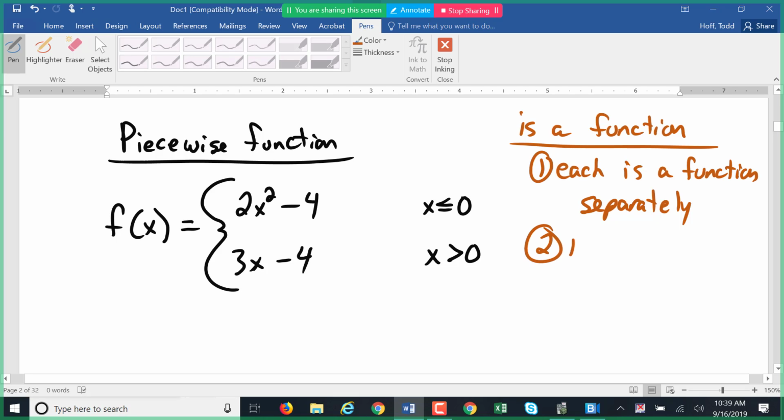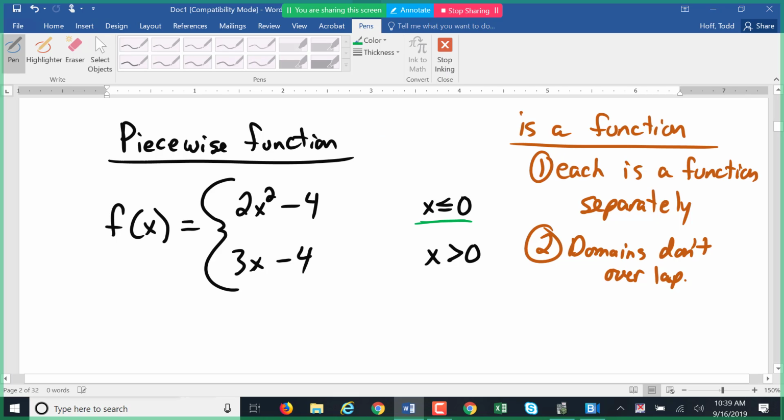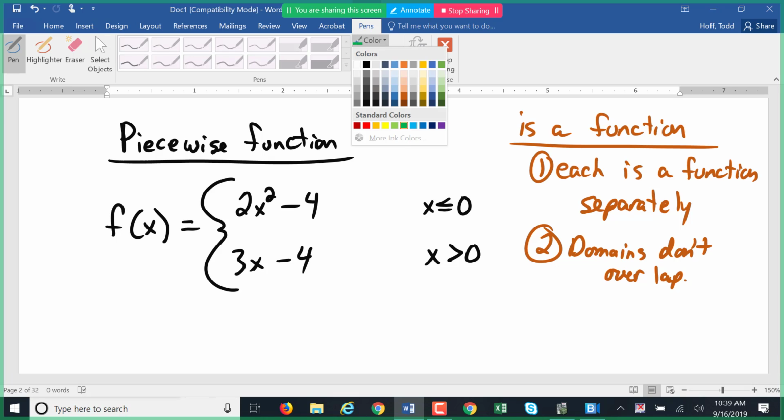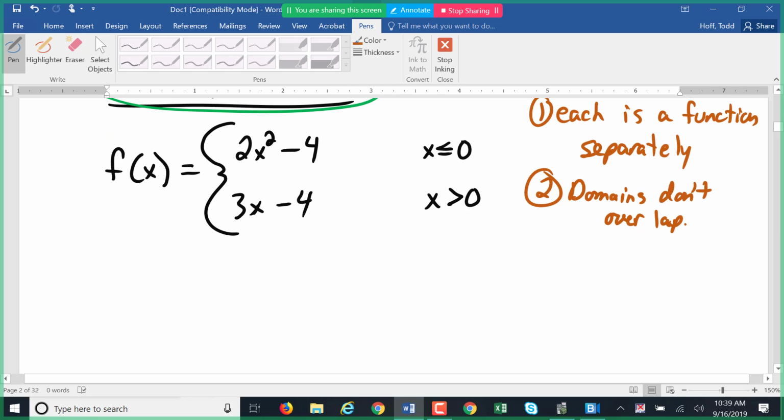Second, if the domains of the individual functions don't overlap. Note, this one goes up to and includes 0. This one starts at 0 without including it and goes up from there. So the domains do not overlap. And those two functions on those defined domains combine to make one single piecewise function, which can be graphed.